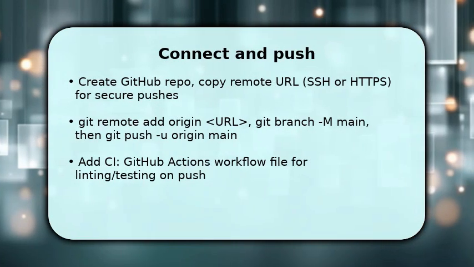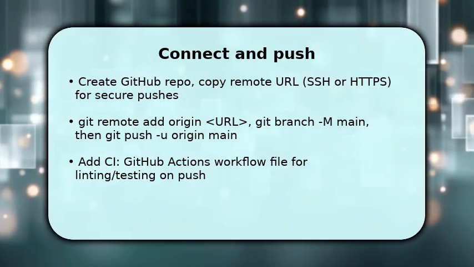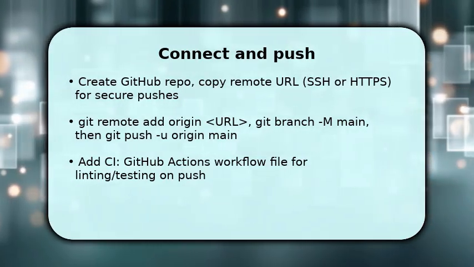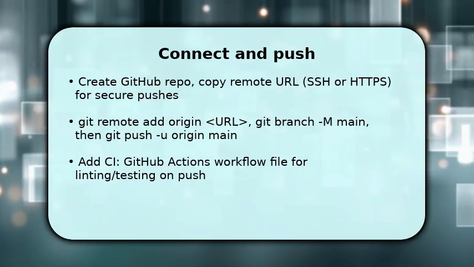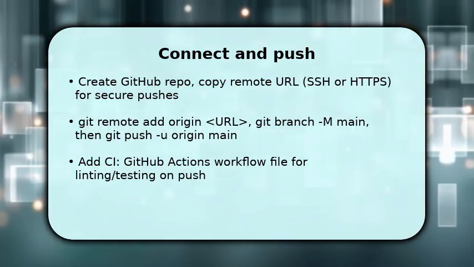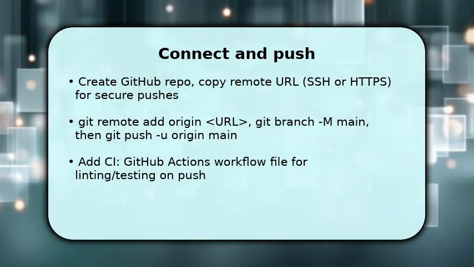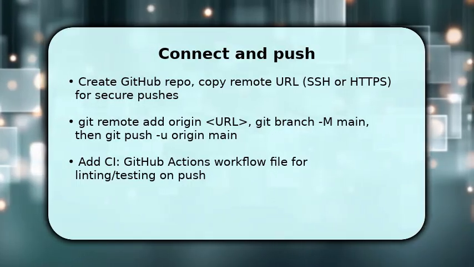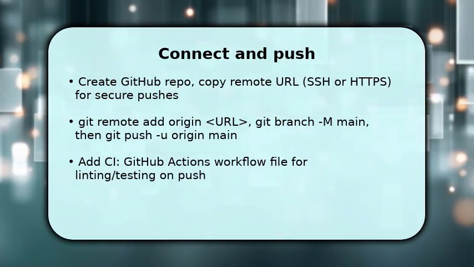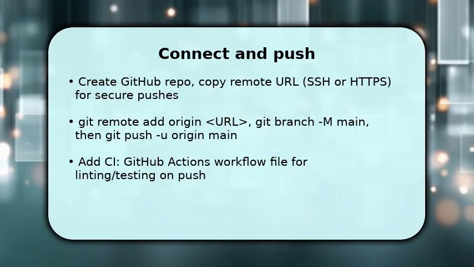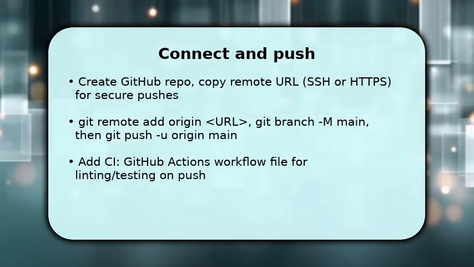Now connect your local repo to GitHub. Create a remote repository on GitHub and choose SSH or HTTPS. SSH reduces password prompts if you configure keys. Run git remote add origin URL, set your main branch with git branch main, and push using git push -u origin main to upload history and set up upstream tracking.